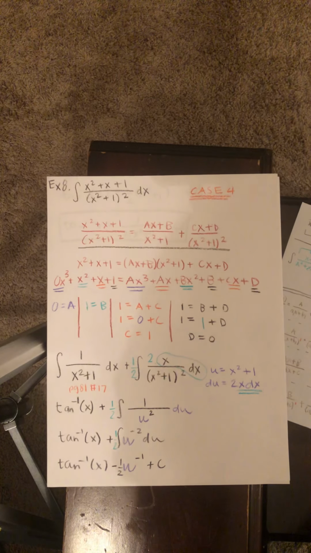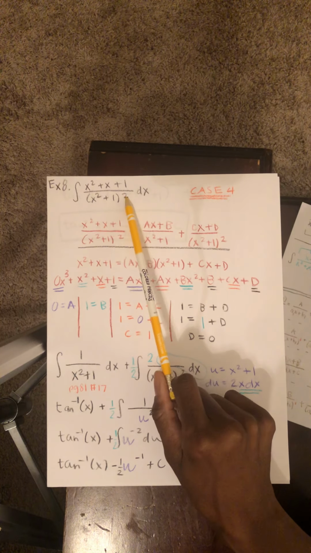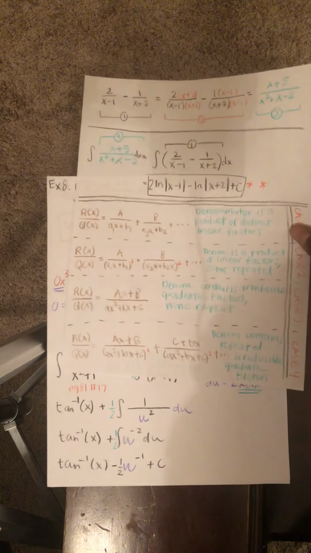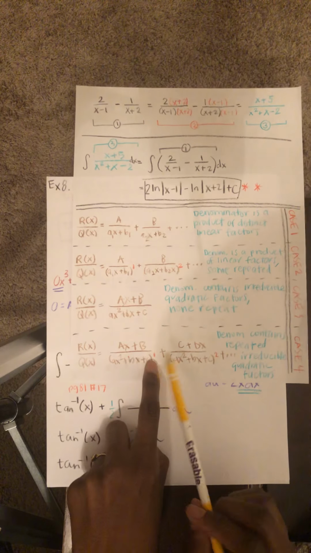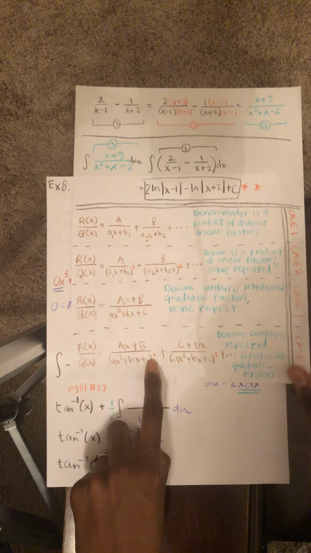Alrighty, so for example 8, it looks like we have a quadratic on the bottom, and it's also repeating. Since it's a repeating quadratic, that means we're going to have case 4. So that's where we're going to do variable x plus variable. And then for the repeatings, we start at the first power, and then we just go all the way up until however many powers we have.